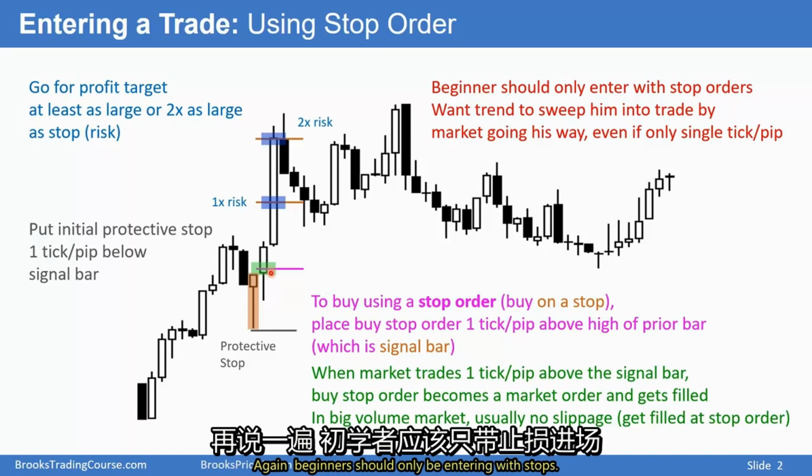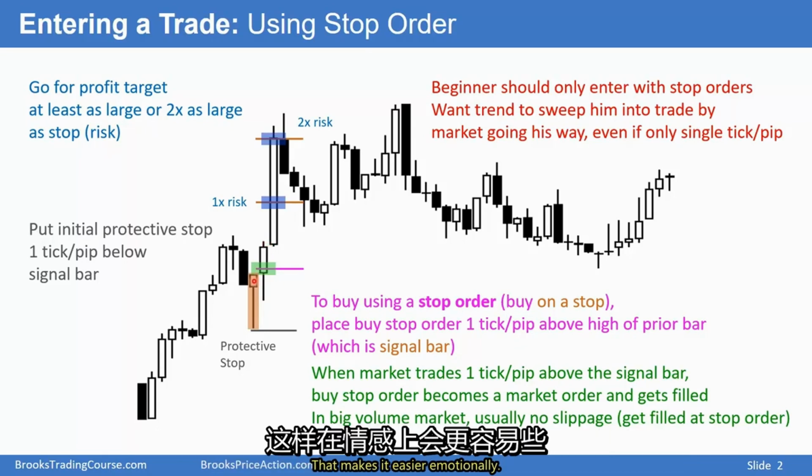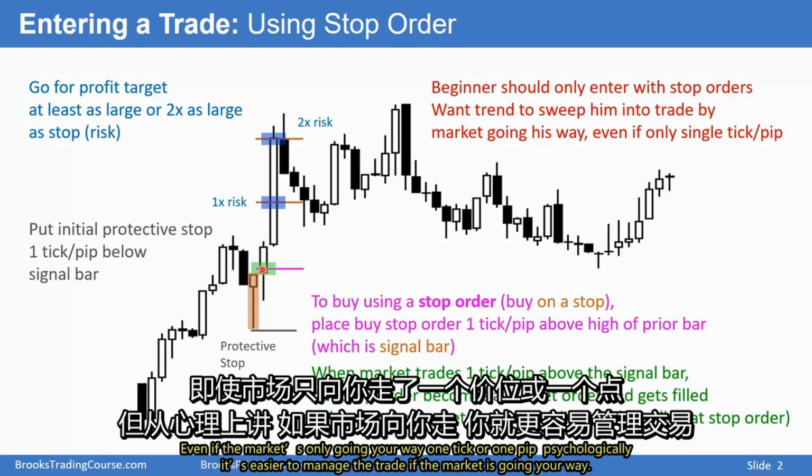Again, beginners should only be entering with stops. They want to be swept into the trade by the market going their way. That makes it easier emotionally. Even if the market's only going your way 1 tick or 1 pip, psychologically it's easier to manage the trade if the market is going your way.